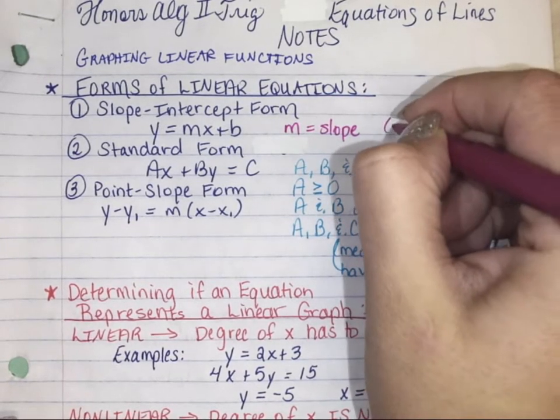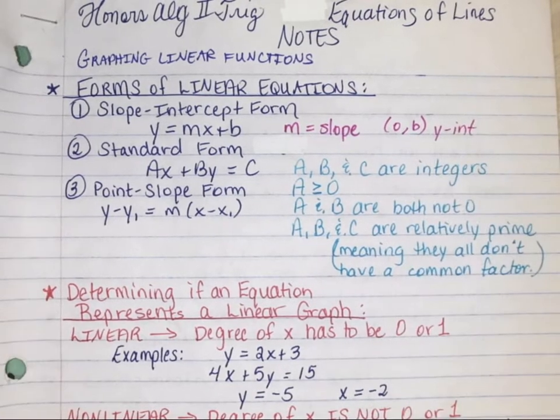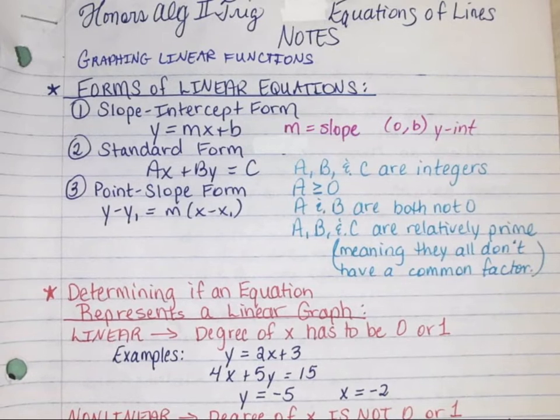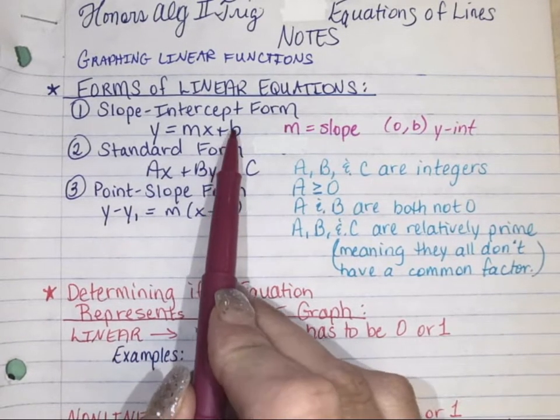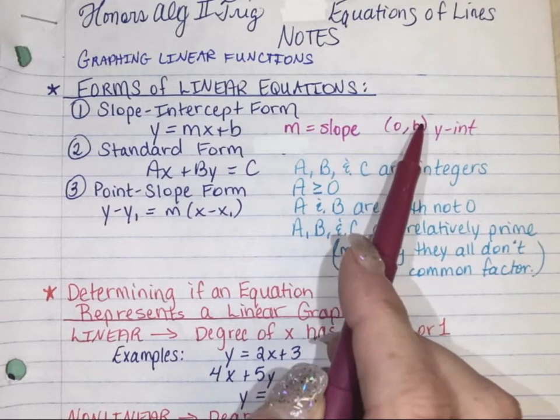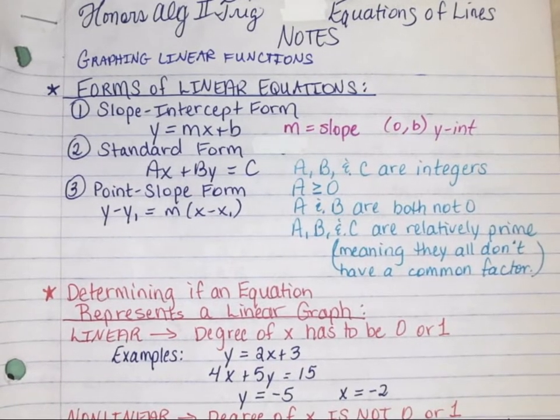B is your y-intercept, and of course that's always written in ordered pair form. So if I'm asking you what is the y-intercept and you see plus 2 at the end, then you will say ordered pair 0, 2. MathXL also wants you to list those as ordered pairs.